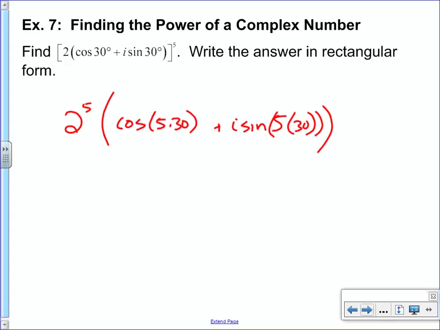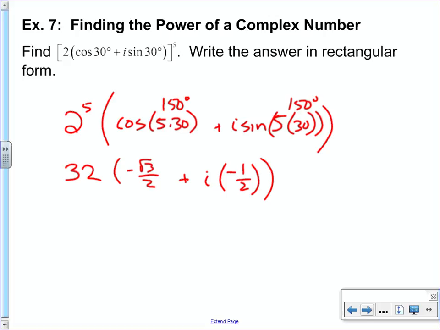Oh, rectangular form? That's easy. 2 to the 5th is 32. Cosine of 5 times 30 is 1/5, right? Okay, so cosine of 150 is, plus i times negative a half. Okay. Rectangular is just a plus bi.